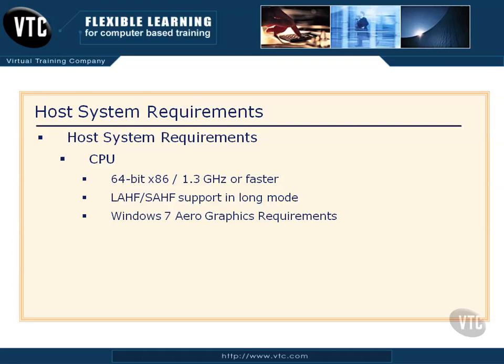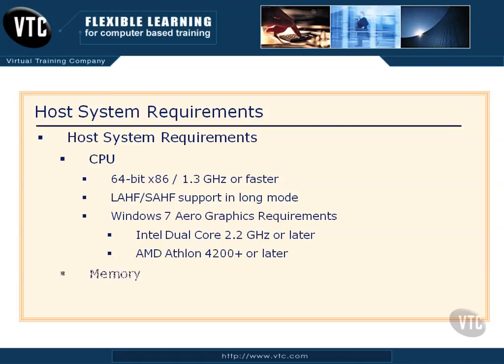For Windows 7, if you're going to run Windows 7 in one of these virtual machines, there are some graphics requirements you need to be aware of. You'll need an Intel dual core 2.2 gigahertz or later, or an AMD Athlon 4200 plus or later. If you don't have that, you're not going to get the full Windows Aero graphics functionalities and all the cool transparencies and glass effect and all that.